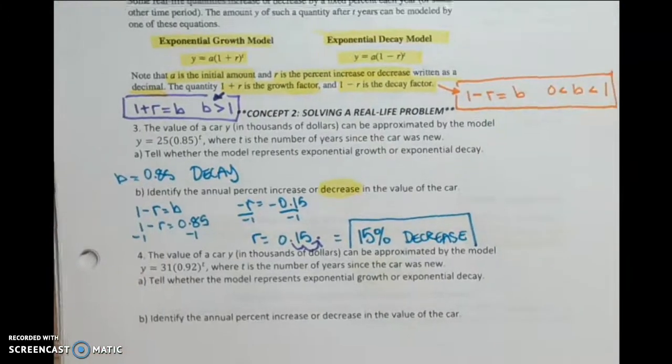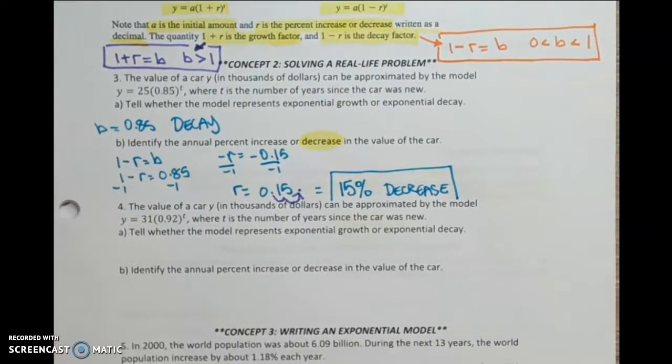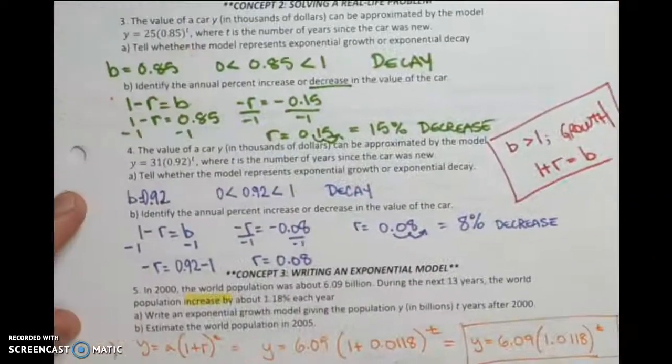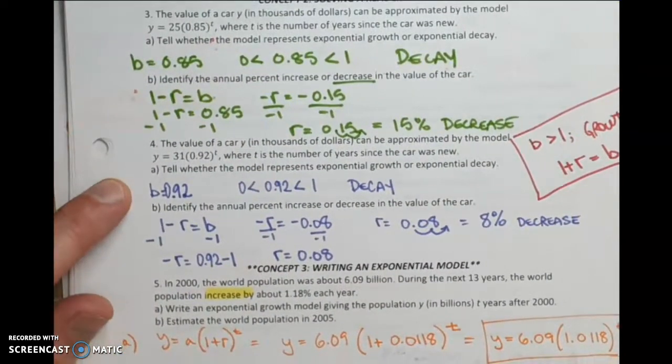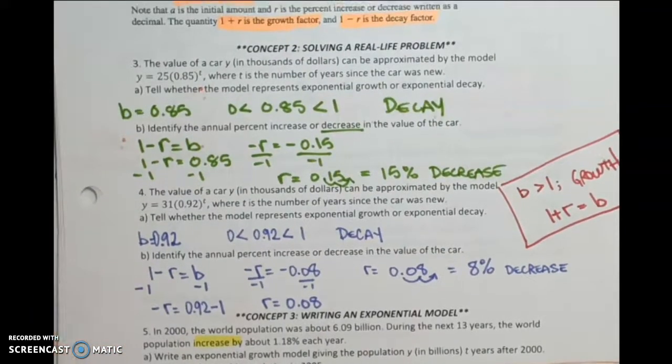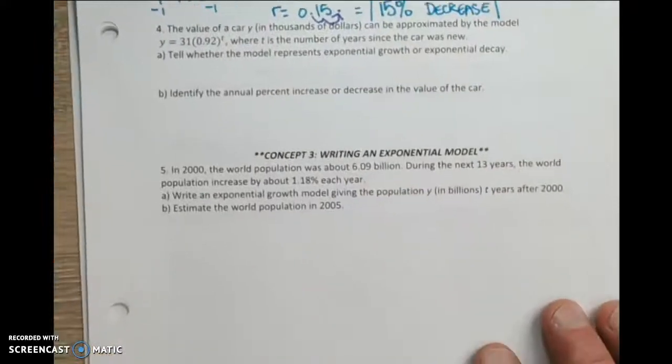Okay. Why don't you try number 4? Take a minute to do that. Pause, because I'm going to show you the answer here. Alright, here is the answer. Also decay. And then it's an 8% decrease. Alright, number 3.